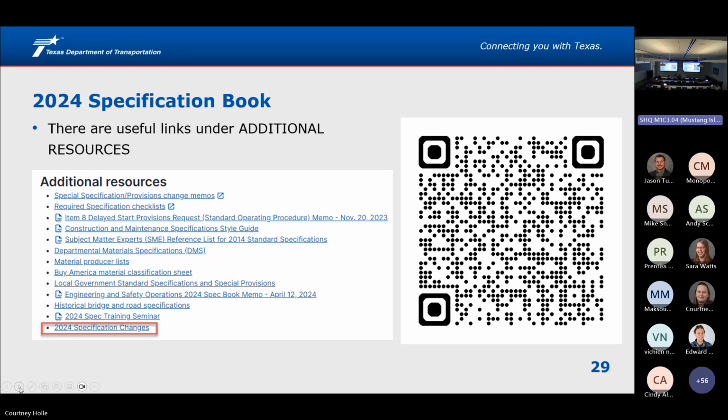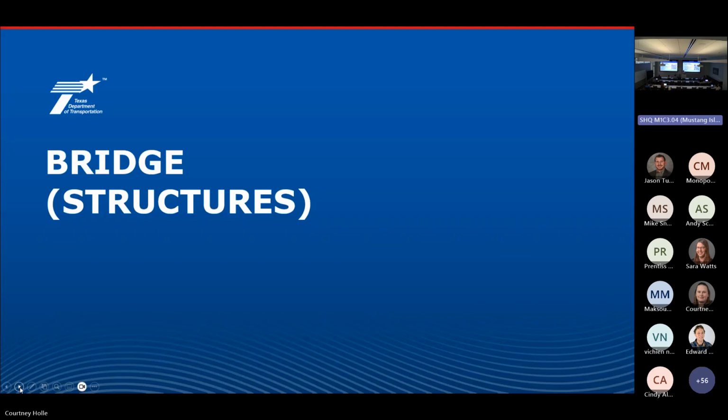specification changes, has, and if you want to scan, you should be able to scan that QR code. There are red lines there. So if you're curious what changed from 2014 to 2024, there are red lines there. There's also the presentation that we gave back at the different AGC presentations. So there's just some useful information there that y'all might find useful.